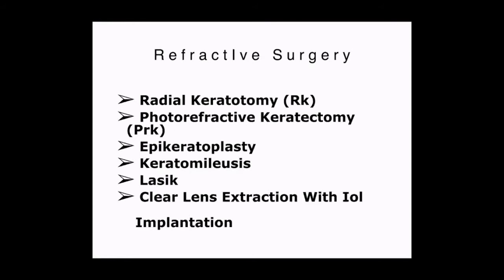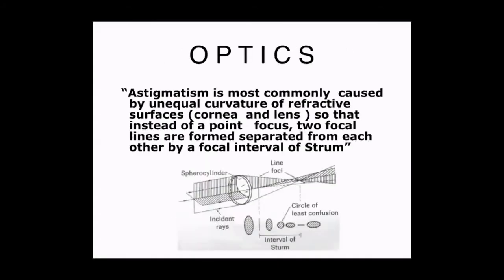Astigmatism. So in this condition, the rays are not focused on the retina because of unequal refraction. That means they are scattered all over. They can be focused behind the retina, in front of the retina, or anywhere. Astigmatism is most commonly caused by unequal curvature of the refractive surfaces, either the cornea or the lens. So there is no clear focus. Two foci are formed commonly. They are separate from each other, but they are not focused on a single place.